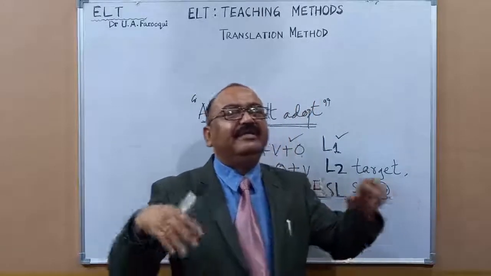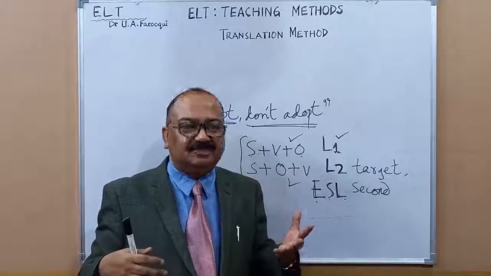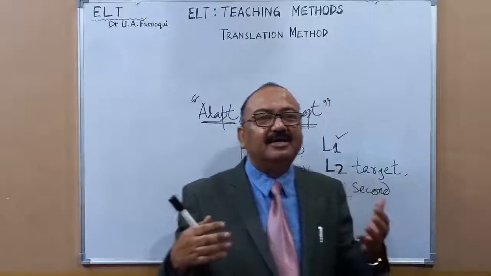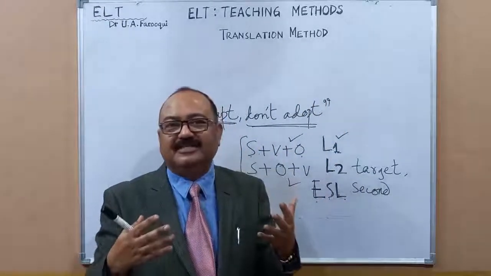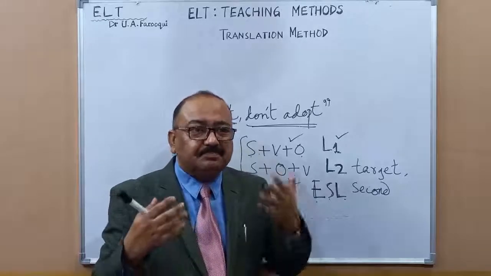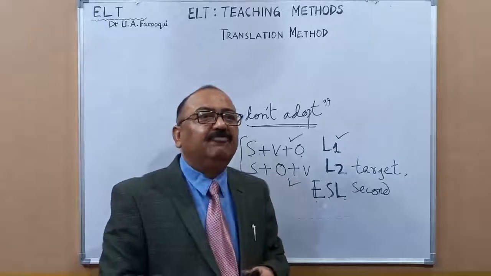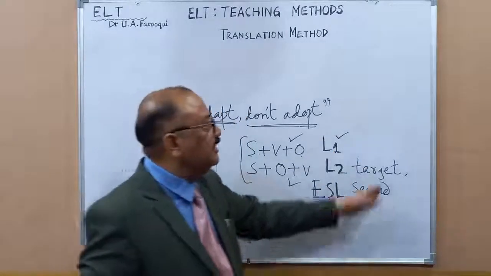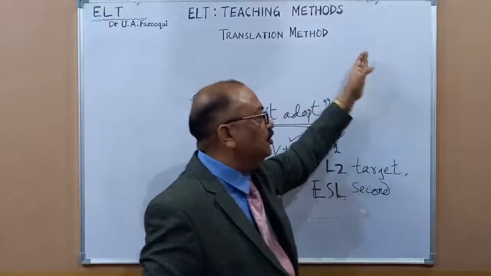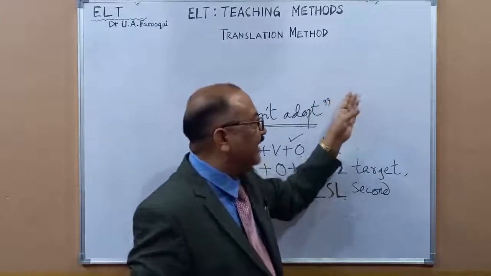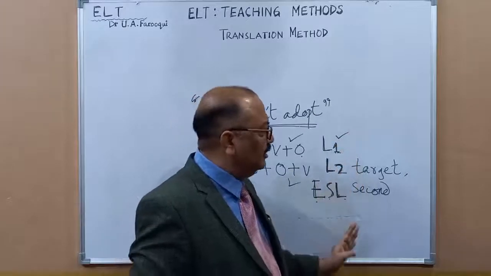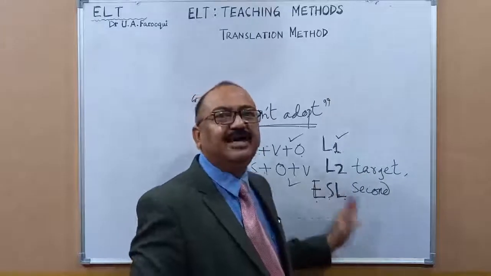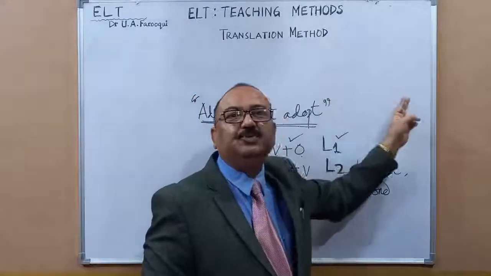So vocabulary and grammar are of primary importance in the translation method. Vocabulary and grammar, they are the primary things, okay? They are of primary importance. Vocabulary is often taught through a list of words. A teacher can give a list of words. Like, you can have a list of words: mat, cat, dog, apple, mango, pear, elephant. You can write the words and you can ask your students to give you the Hindi equivalent.